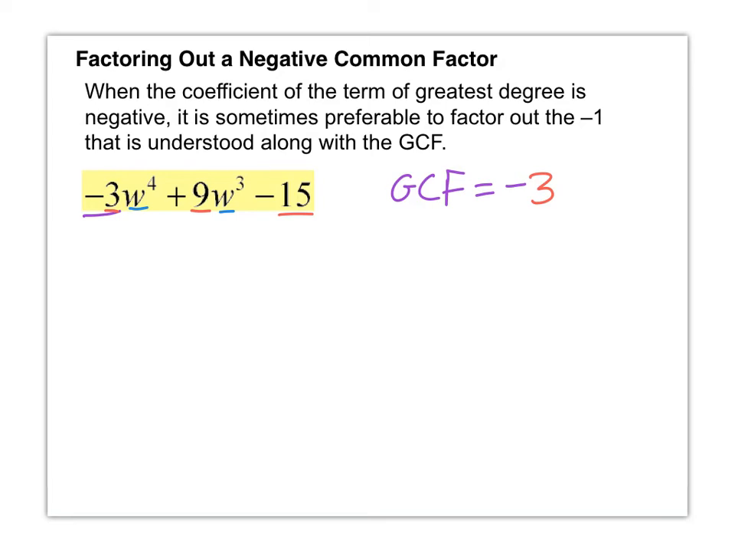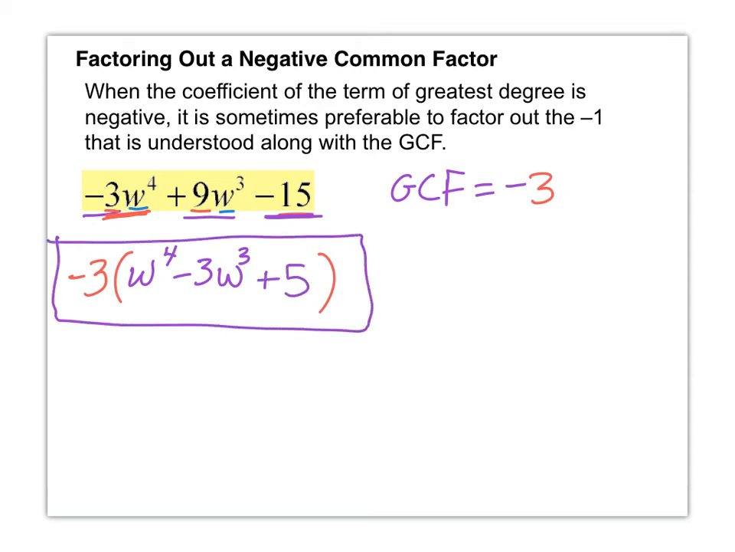So let's look at the result of factoring out that -3. We're taking each one of these terms and dividing it by the -3 that we're pulling out in front. So the -3 divided by the -3 here is a positive, and the w to the 4th. And the second term, 9w cubed, factoring out a -3, 9 divided by -3 is -3, w to the 3rd. And then the last term, -15, dividing out a -3, gives us a positive 5. So this will be our answer in factored form.